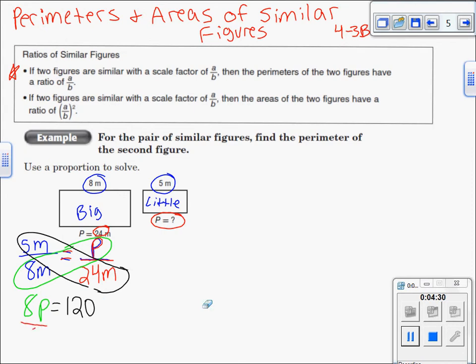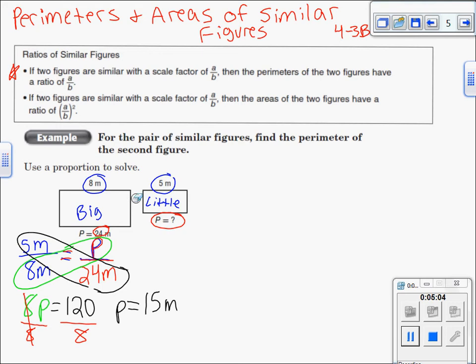Solve this by getting that coefficient out of there. Divide both sides by 8. They cancel on the left side, and we're left with P equals, 8 goes into 120. I'm going to go ahead and do some long division real fast to help us figure it out. Or some of you might say, let's do this mentally. We know 8 goes into 80 10 times. So if 8 goes into 80 10 times, and we know 8 goes into 40 5 times, well 80 plus 40, that's 120. So 10 times plus 5 times, that's a total of 15 times. So 15. We're talking meters, so 15 meters.